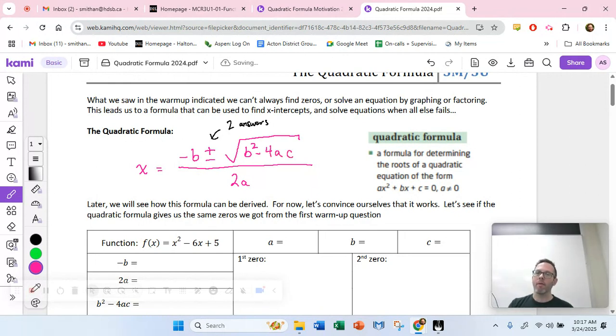This is the quadratic formula. It's a formula that gives you the x-intercepts of a quadratic function, or it helps you solve an equation, ax squared plus bx plus c equals 0.